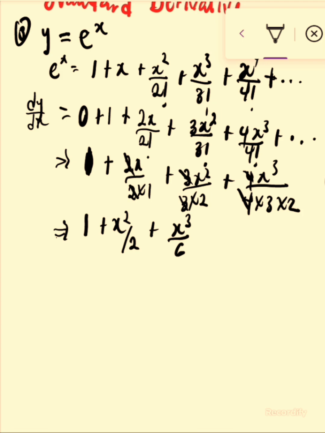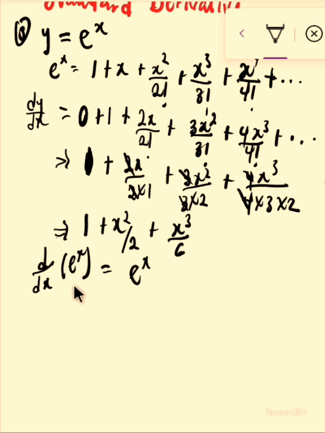So what I'm trying to say is that the derivative of e to the power of x, that is the exponential function of x, is equal to the exponential function of x. That is, d/dx of e to the power of x is equal to e to the power of x.